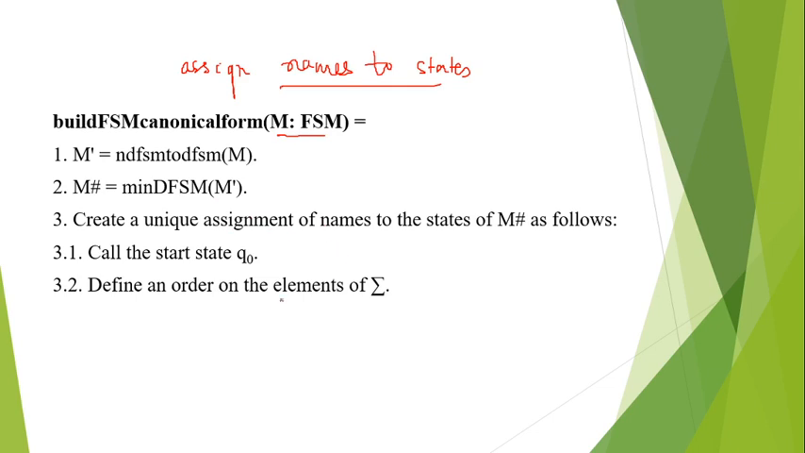First of all, call the start state Q0, and define an order on the elements of the alphabet. If the alphabet contains any characters, suppose sometimes hash or dollar, then you define one as first in the order, and next you take the next one. So you specify the order for the characters that are present, maybe this one first, next this, and so on. The same order you have to use for the transitions in the FSM.